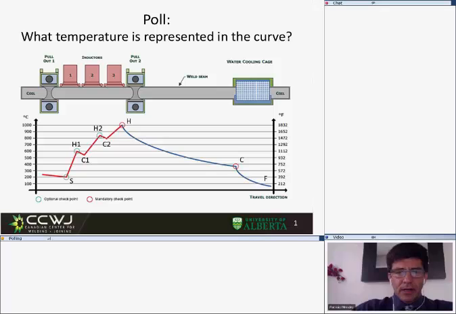So I want to open a poll here and ask you a question, because what I said sounds like it makes all sense, but let's get a little bit more concrete. What is this temperature represented in the curve? Is that the average temperature in the whole cross-section of the tube? Or is it the average temperature in the cross-section of just the bead? Or is it the maximum temperature in the cross-section of the bead? What is it?